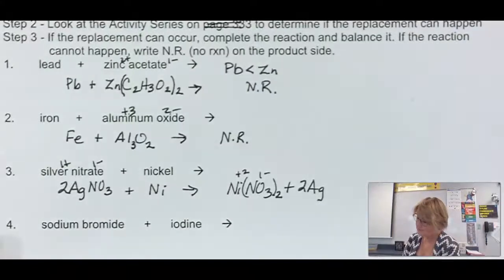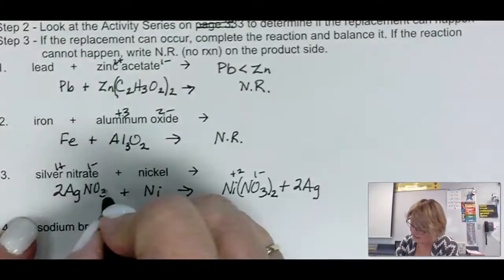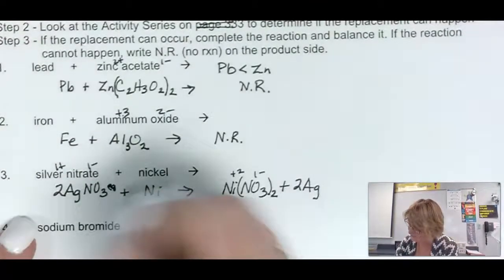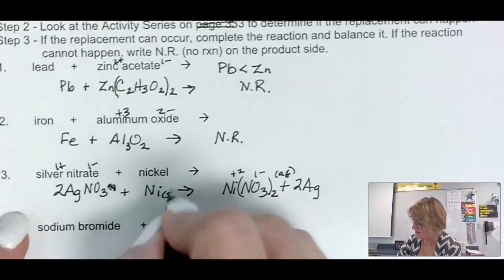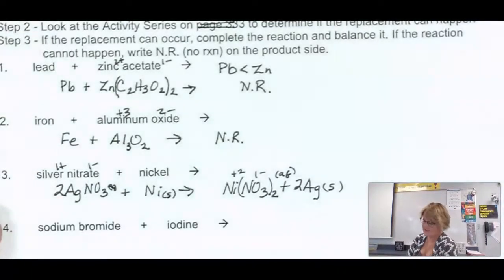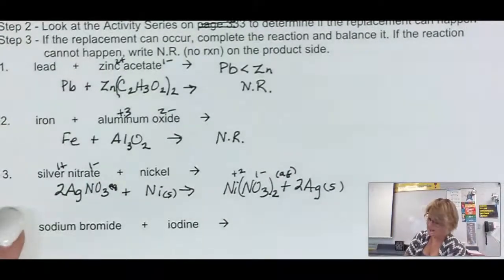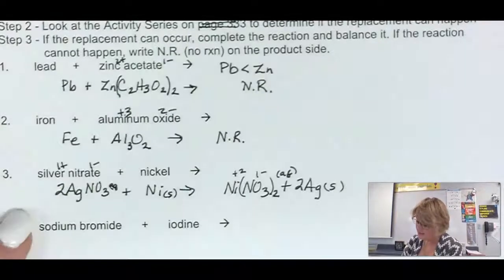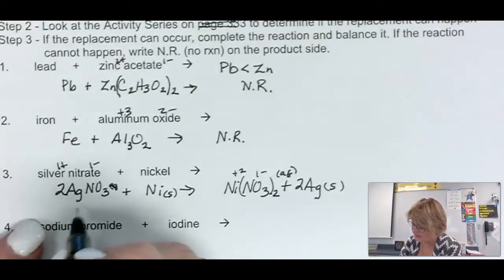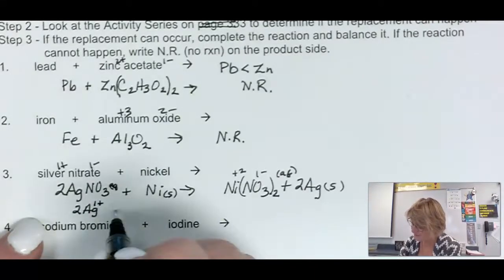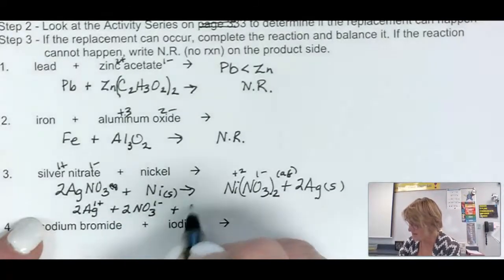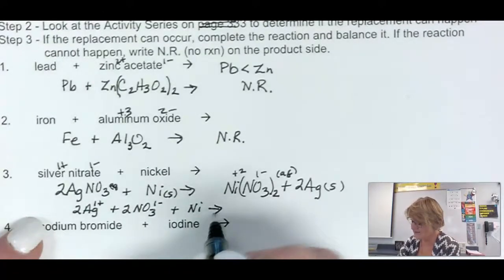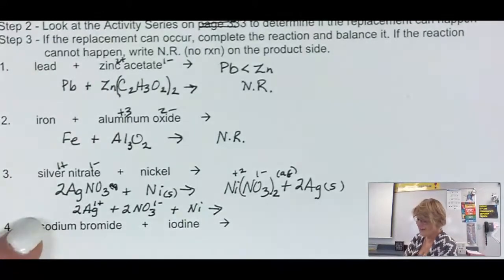Okay, and so now we're going to go through, and again, this would be an aqueous solution, as would this one over here. And so this would be your solid nickel and your solid silver that it made. So putting our states of matter on it. So now we're just going to break it apart. And so when I go do that, I'm going to have 2 silvers, have a 1+ charge, plus 2 nitrates that have a 1- charge, plus the nickel, which is in its neutral atom.